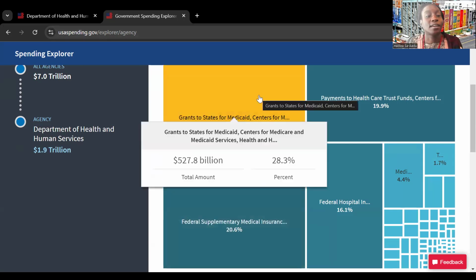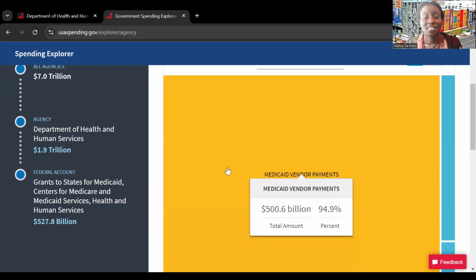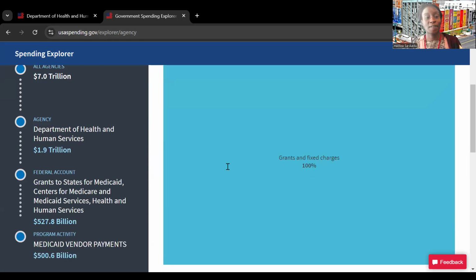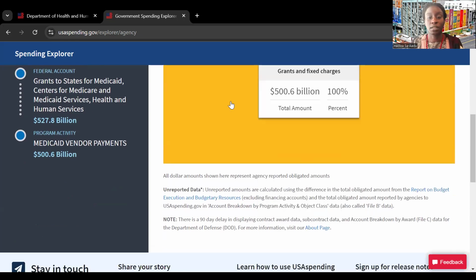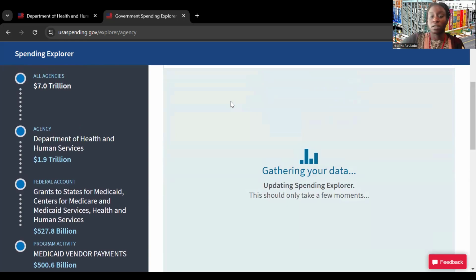Let's look at the grants. Okay, those again, going to Medicaid vendor payments. All of those are in the form of grants and fixed charges as a form of dispersing that money.